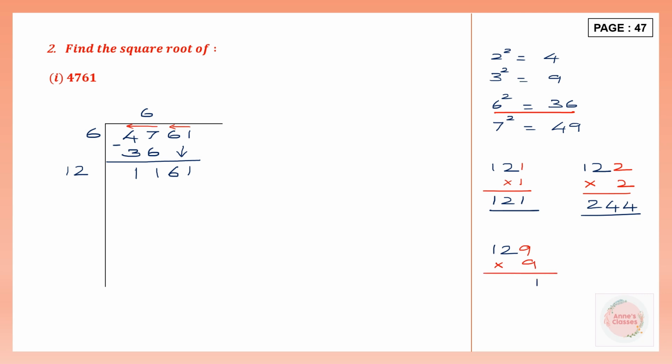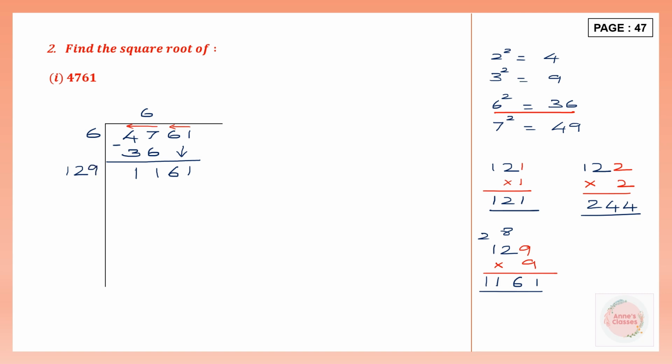9 9s are 81, carry 8. 9 2s are 18 plus 8 is 26, carry 2. 9 1s are 9, 10, 11. 1169, 61. So I've got this here and it's the same number. That means next to 12 I can write the digit 9. So let me write that.